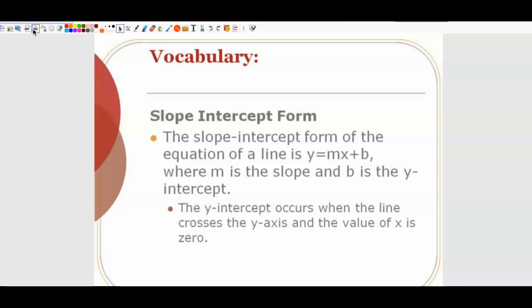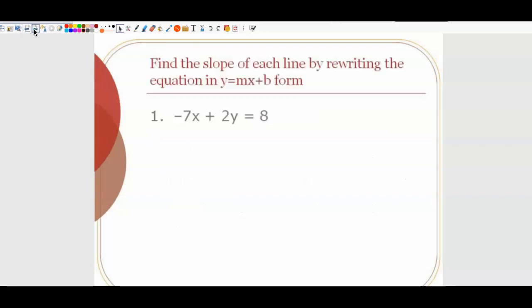All right. So it says find the slope of each line by rewriting the equation in y equals mx plus b form. So what we're going to do is rearrange the terms to solve for y. So to do that, I'm going to add 7x to both sides. So I have 2y equals 7x plus 8. And then to solve for y, I have to divide everything by 2. And when I divide out by 2, I want to divide every piece individually.